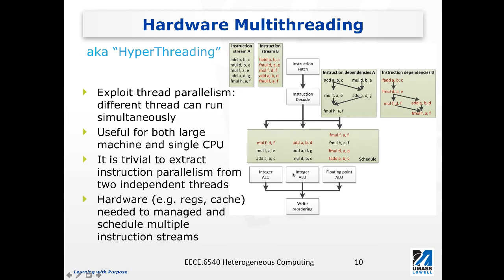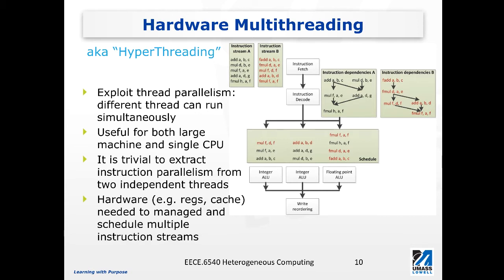So as we can see, it is quite useful for large machines and even single CPUs to run multiple tasks which are independent in nature. And it is trivial to extract instruction parallelism from two or more independent threads because there's really no dependencies.